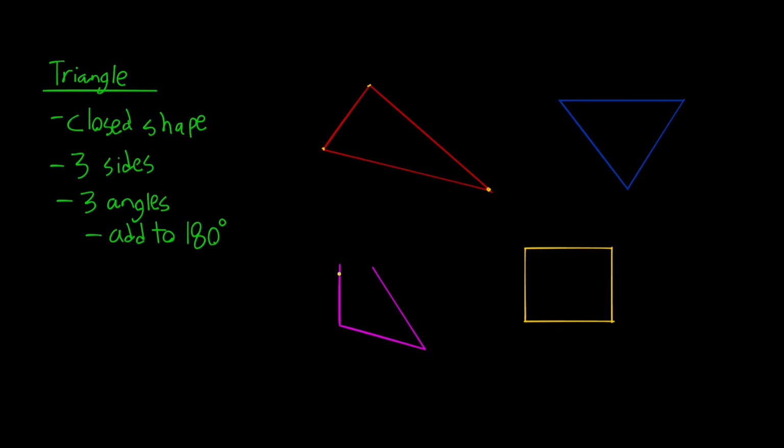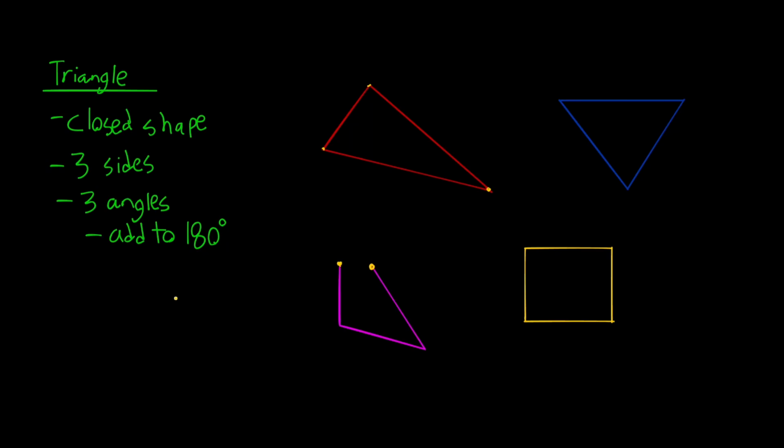Now, the magenta one down here, on the other hand, is a little bit different because, well, you can draw it without lifting your pen off the paper. You don't go back to where you started, right? You end up at this area right here, which is not where you started. And because of that, it's open.